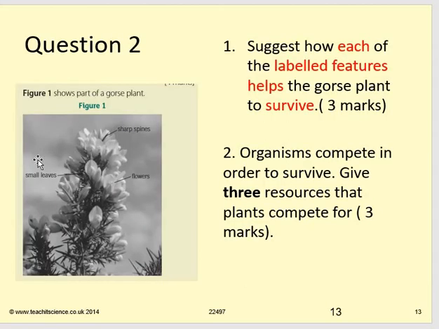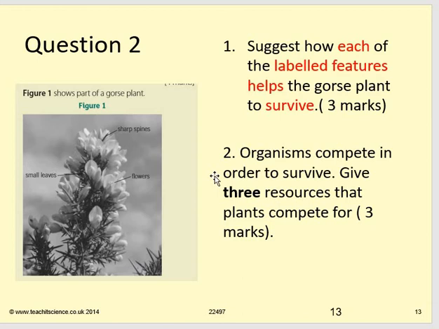Question 2, you've got a diagram of part of a gorse plant. You've got some labels on it. Suggest, go back to your keywords to find out what that means, how each of the labelled features, so the only bits you're looking for, the labels here, small leaves, sharp spines, flowers, help the gorse plant to survive. 3 marks, 1 mark for each of them. So how does the feature help it survive? Not what is the feature, they've already told you that.